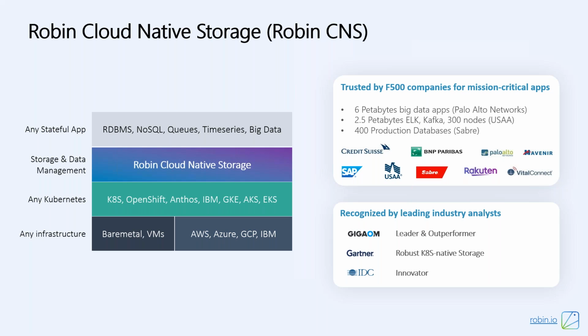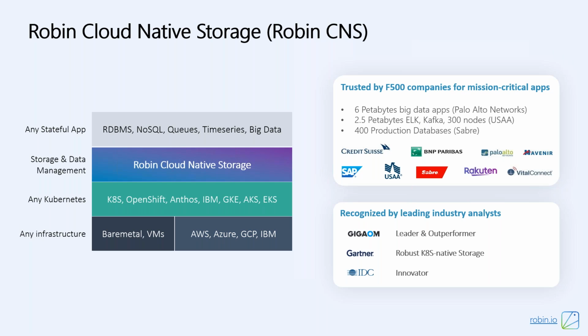So in a nutshell, Robin now gives you the ability to basically create a SAN-like storage system right on top of the Kubernetes cluster and make it available for your stateful applications, right? And we'll look at what are the other benefits in terms of day-to-day operations and application deployments. But before we go there, I just want to actually talk about a few proof points of our success in the market. So Robin is trusted by multiple Fortune 500 companies for running their mission-critical applications.